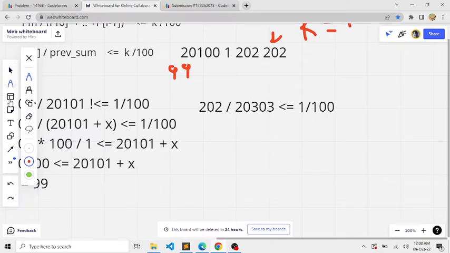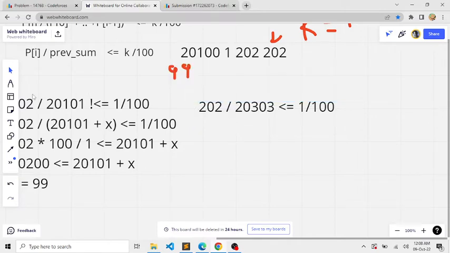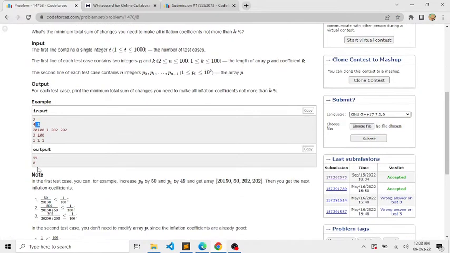Okay, so this was the overall program. Now let us have a look at the code, and we'll just print 99. Yeah, so we'll just print 99, and as you can see 99 was the answer here.